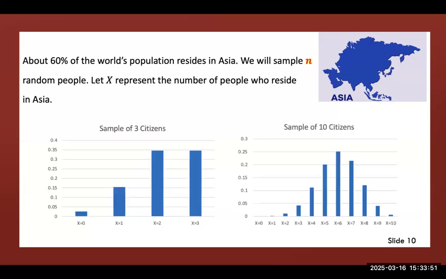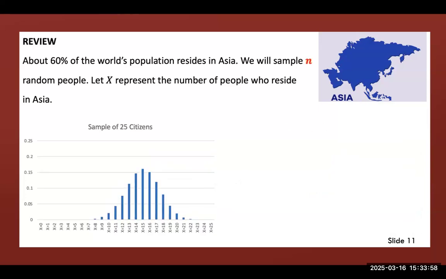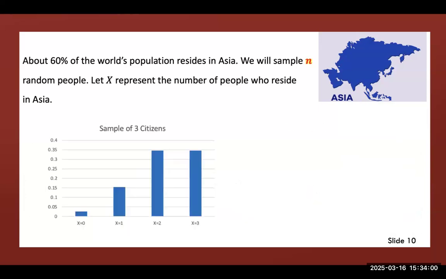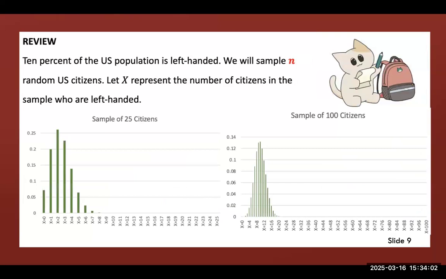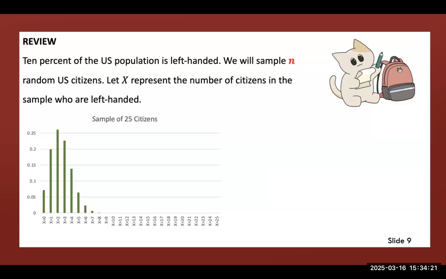But maybe it's closer to 10, because even at 10, it was starting to look like a normal distribution. So maybe it's something between 10 and 25. But with the example with the left-handed people, look at 25. 25 wasn't a perfect normal distribution. It looks like part of the left side is cut off. So definitely somewhere between 25 and 100 for that small percentage, that 10% probability.